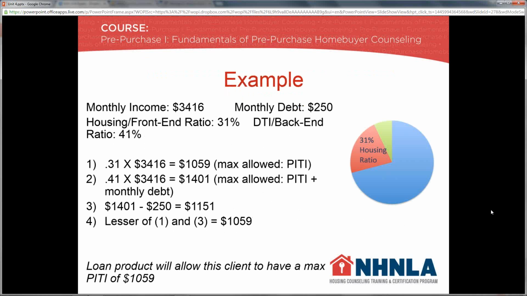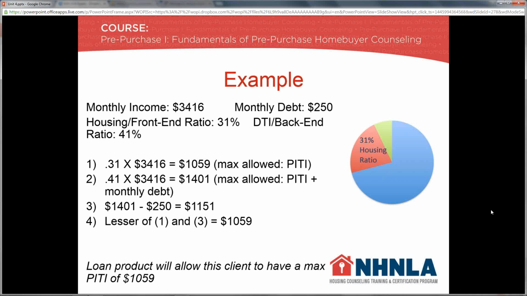So let's look at an example. In this example, the borrower's monthly income is $3,416. Their monthly debt payments are $250. The housing, or front-end ratio, for this loan product is 31%, and the debt-to-income, or back-end ratio, is 41%. So first, let's take 31% of their monthly income, and that would equal $1,059. That's the maximum allowed principal, interest, taxes, and insurance based on the front-end ratio.